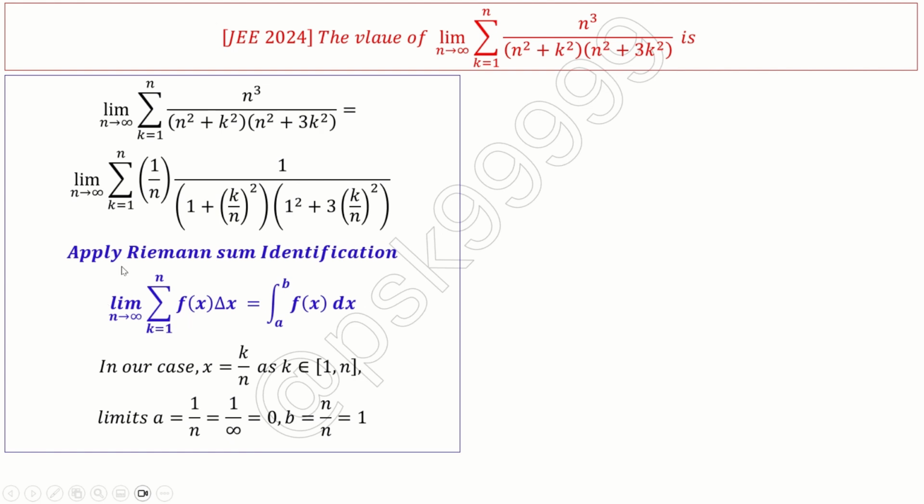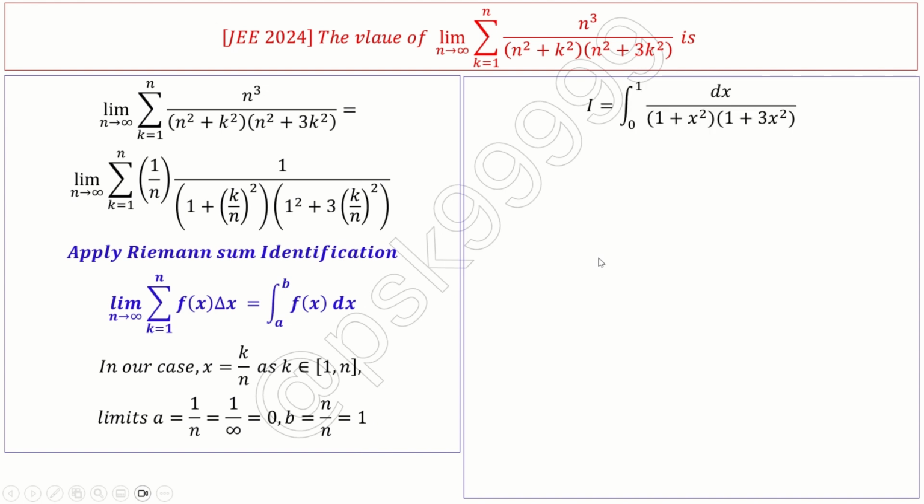So most of these problems where you apply Riemann sum identification, most of them will come to 0 to 1, but don't take it for granted. Okay. You need to calculate your limits. Okay. If it is in this form, yes, 0 to 1 you can directly put. Okay. So now this problem is the integration problem, integration from 0 to 1 of dx by (1 plus x square) into (1 plus 3x square).